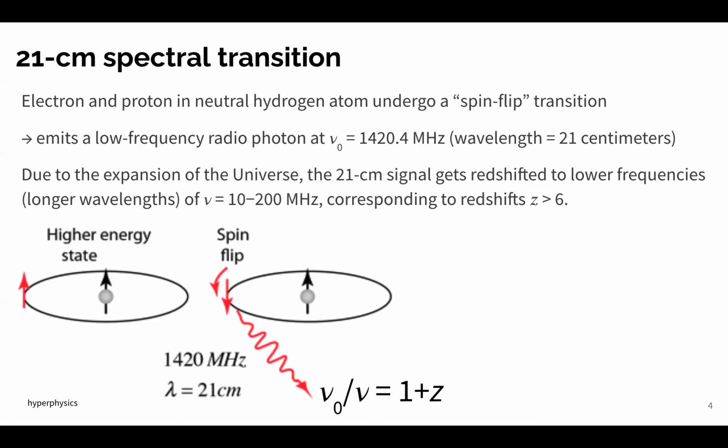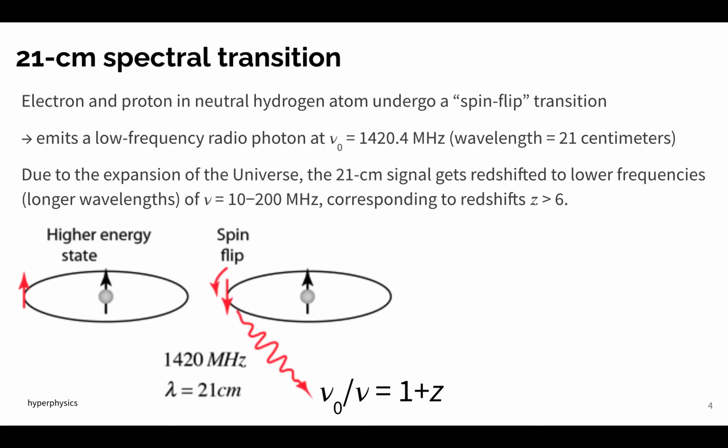This is in the ground state of hydrogen again, and a low frequency photon is released at a rest wavelength of 21 centimeters. That's what the 21 centimeter transition is. This occurs in all neutral hydrogen that exists throughout the universe, and there's enough neutral hydrogen that the signal could be observed.